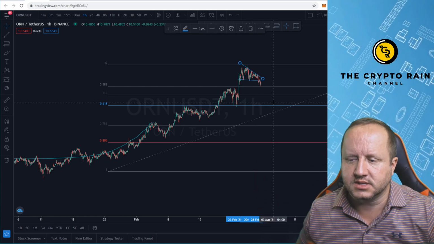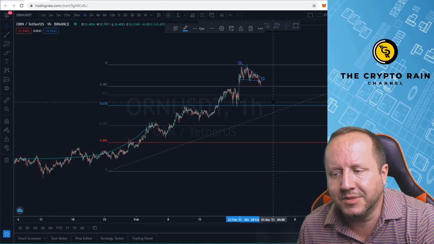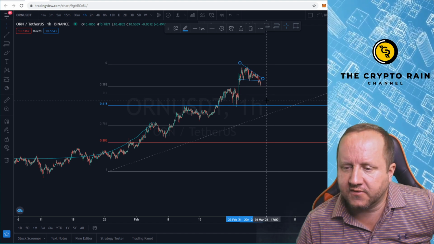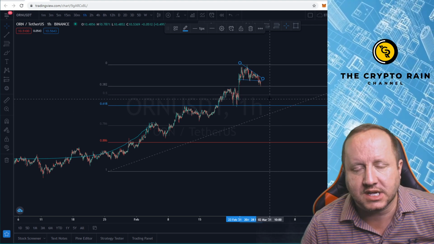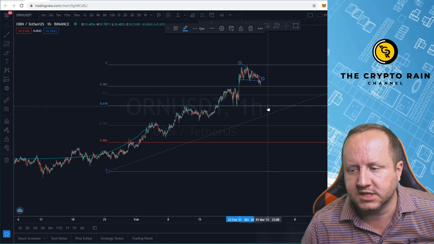What I'm hoping is that some of my other alts that have done well, but they've then went through the retracement, that they'll begin shooting up again right about the time Orion has further breakdowns. And so I'll be able to sell some of those at some good profits and be able to roll them into Orion at hopefully some cheap prices.